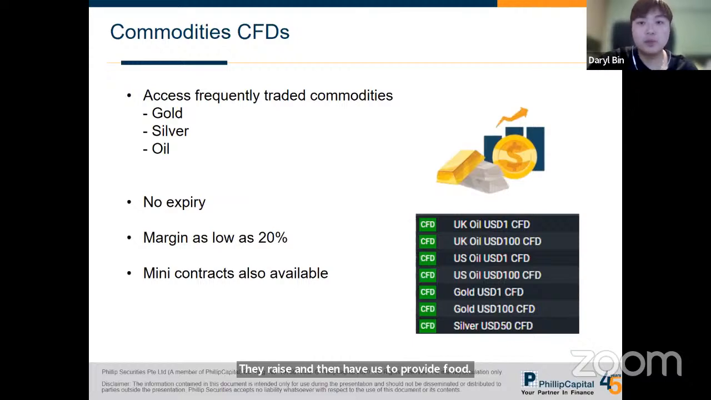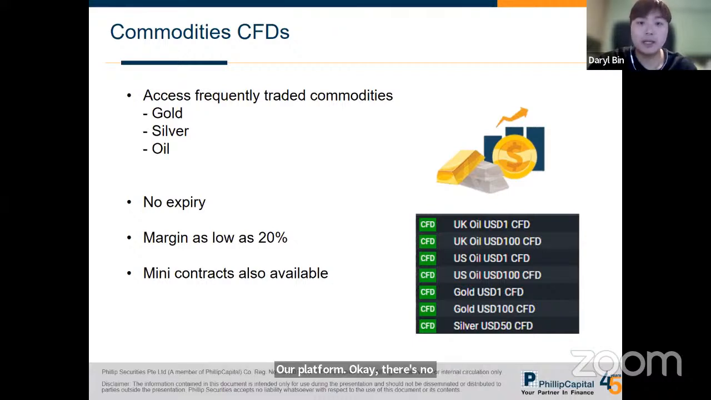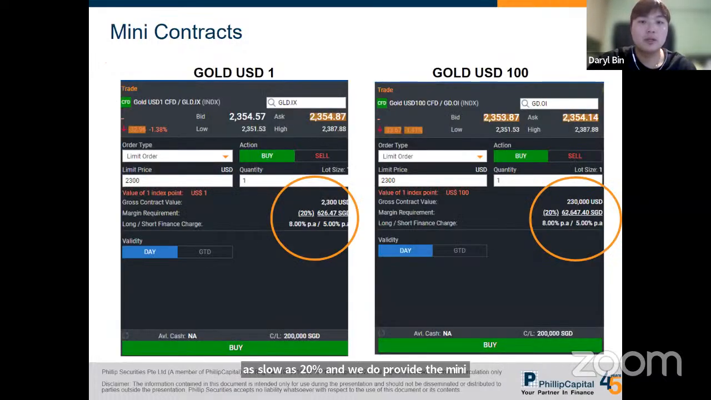So in our platform, we do allow you to trade commodities, and these are the counters that are available on our platform. There's no expiry, the margin is as low as 20%, and we do provide mini contracts. If you remember earlier, I shared how you can see the margin requirement and the long short financing charges. This is the same, to give you a better understanding of what a mini contract is.